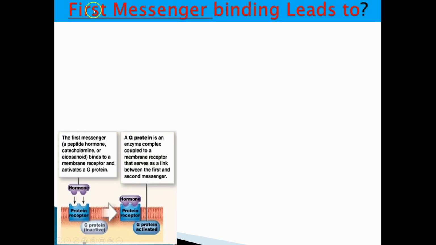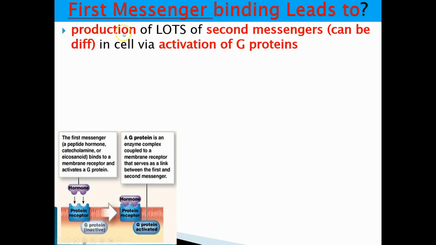And so, again, this first part, we're posing the question because we're going to reiterate the points. What does the first messenger do? When it binds, what does that lead to? You should be able to answer this top question. When a first messenger binds to its receptor, and you should know it's an extracellular receptor, that binding leads to the production of second messengers by activating G proteins. Okay, so that's the whole concept.